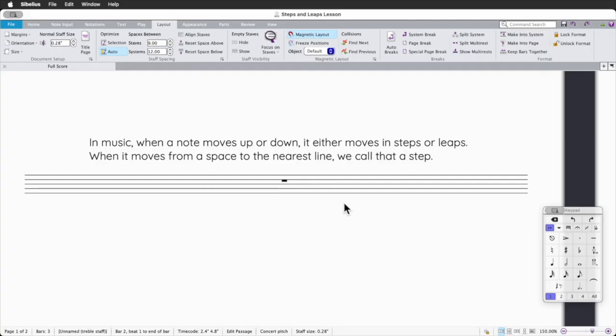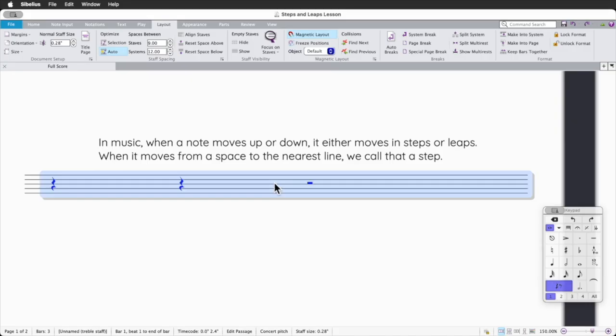Now, in music, when a note moves up or down, it either moves in steps or leaps. And it's pretty straightforward what it means. A step means it just goes one note at a time. So, example here, let's take a look at a step. Let's go to our first space here on the treble clef staff.